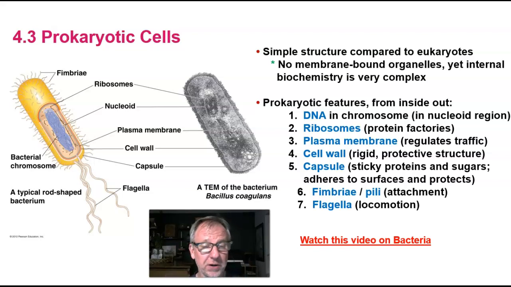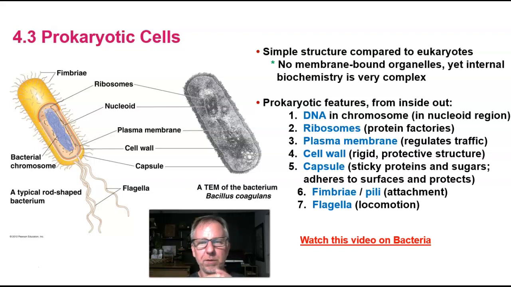But their internal chemistry is very complex. They are living things, and the way they live is very similar to the way our cells live. And there's a lot going on in there. So while their structure is relatively simple, their chemistry is pretty complex. Now there's 7 parts to prokaryotic cells that you need to know about. And I've listed them here and briefly say what they are or what they do. So you should know this.